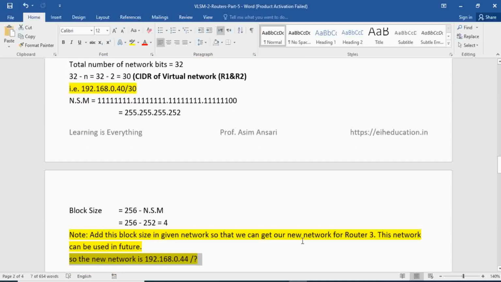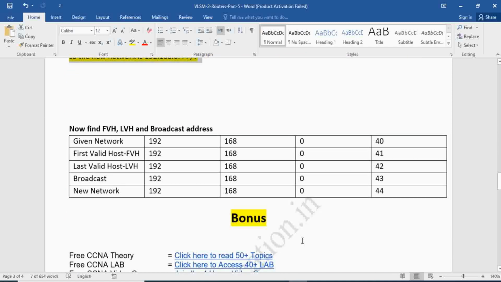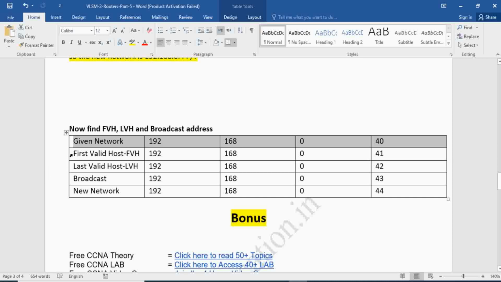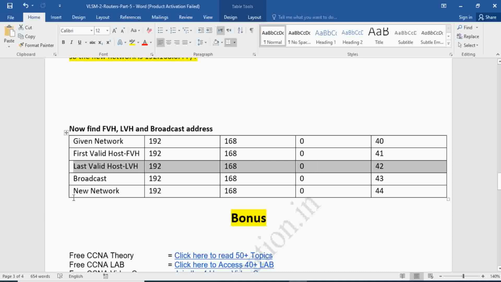Now is the time to solve questions 4 and 5 together. Make a table like this. Given network: 192.168.0.40. First valid host, FVH: 192.168.0.41. Last valid host, LVH: 192.168.0.42. Broadcast: 192.168.0.43. New network: 192.168.0.44.